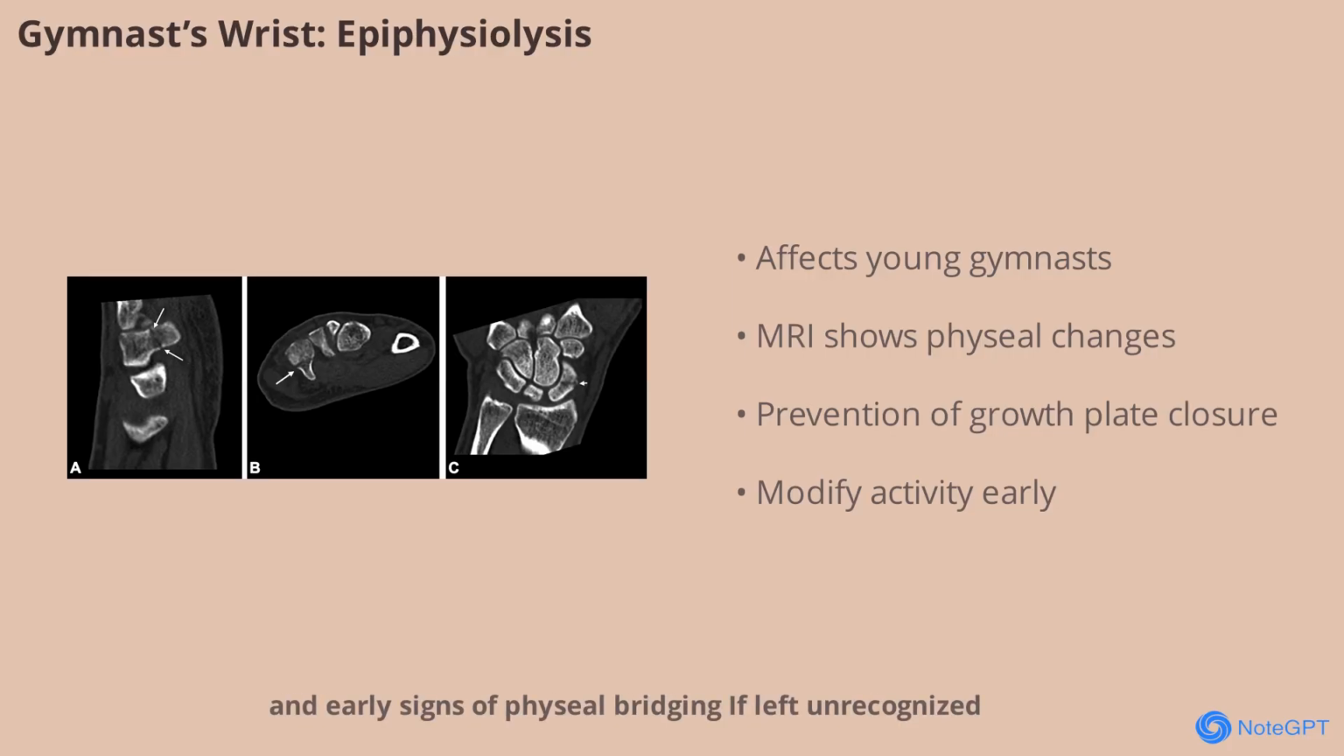If left unrecognized, this condition can lead to premature closure of the growth plate and secondary ulnar-sided wrist problems. Early identification and modification of activity are crucial for preventing long-term complications in young athletes.